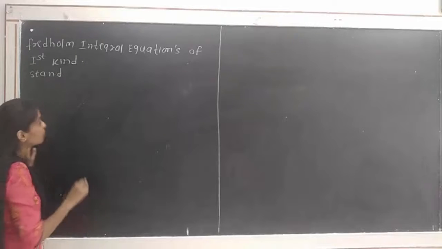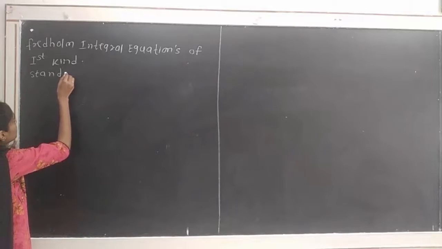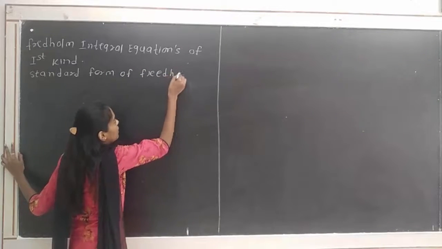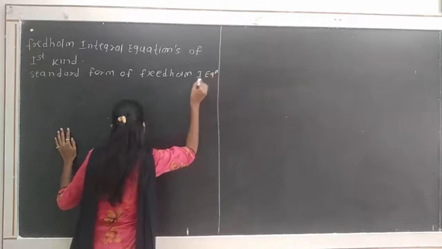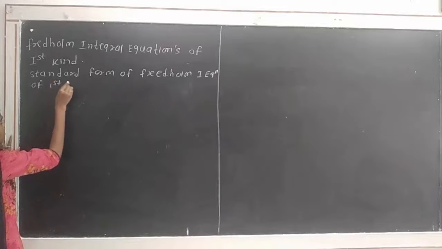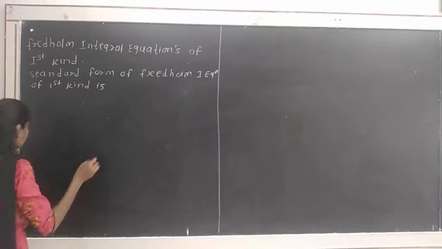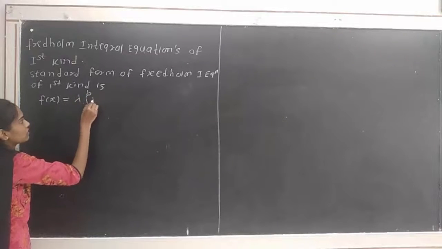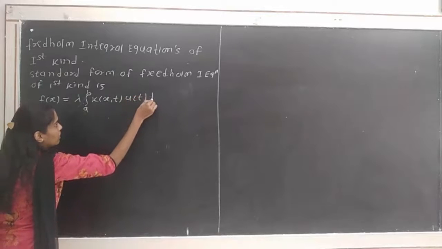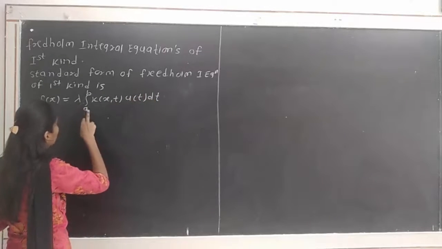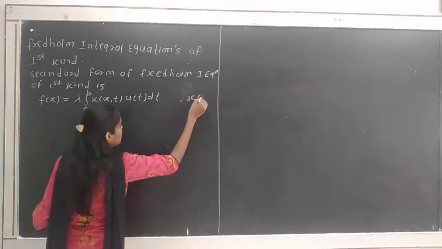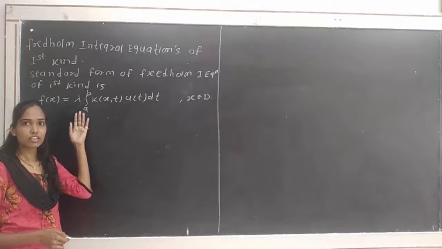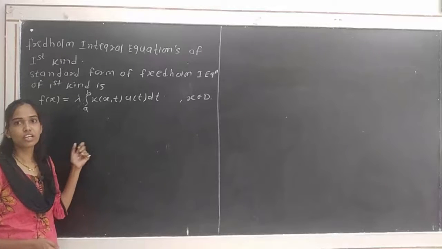We know that the standard form of the Fredholm integral equation of first kind is f of x equals lambda integration from a to b k of x t into u of t dt, where x belongs to the domain. This is the standard form, and in this lecture we have to discuss how to find the solution of this integral equation.